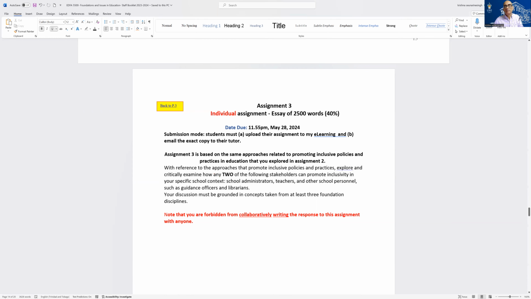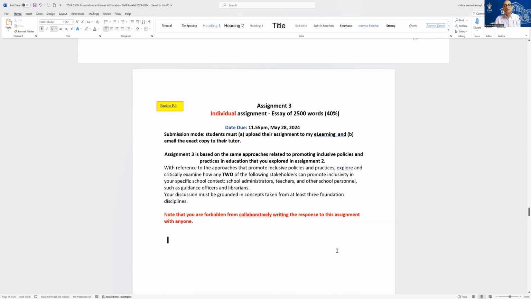So let's go back over that. In assignment 2, you will have provided us with 2 approaches that you think could be used to promote inclusion, right? Now in assignment 3, you by yourself, talking about your school, not the schools of other members of your subgroup who you worked with in assignment 2, talking about your school, how can you use those same 2 approaches to promote inclusion in your school? Is that okay? And so you will look, you're choosing from this list here.